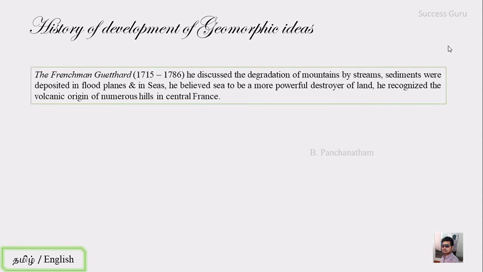And the Frenchman Gutenberg Hall discussed the degradation of mountains by streams, with sediments deposited in floodplains as well as in the seas and oceans. He believed the sea to be a more powerful destroyer of the land, and he recognized the volcanic origin of the numerous hills in central France.